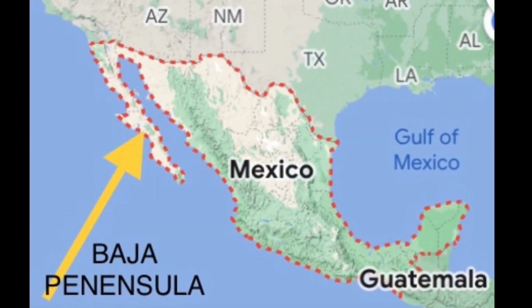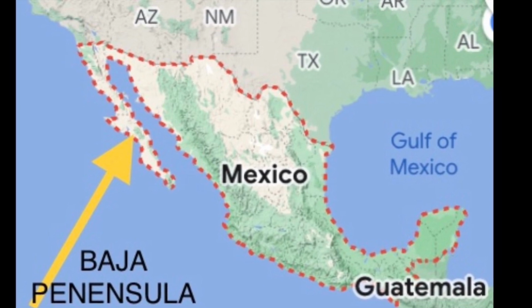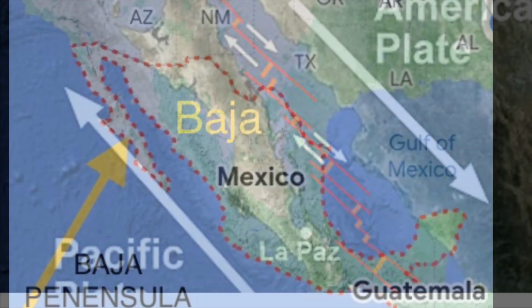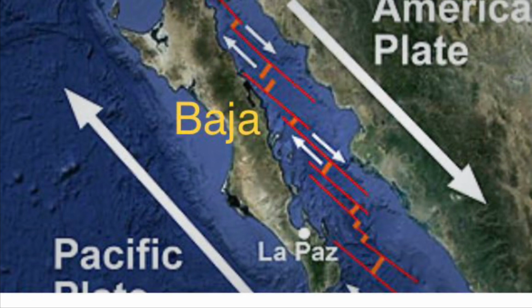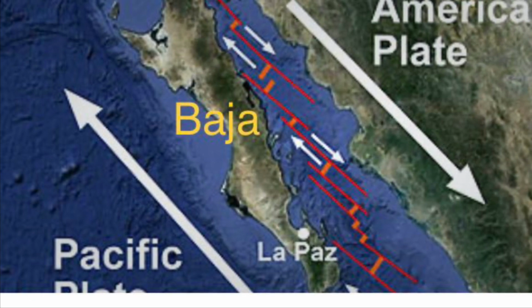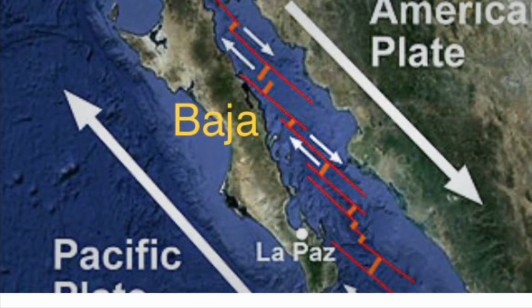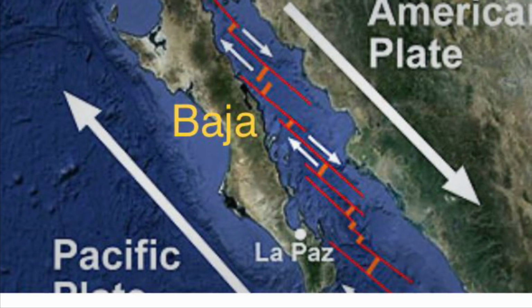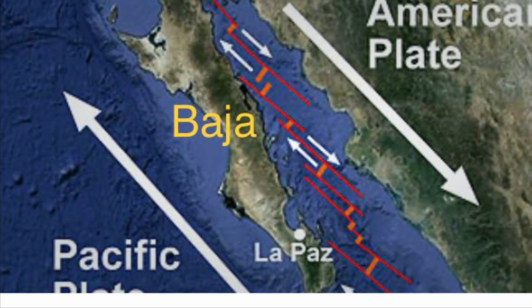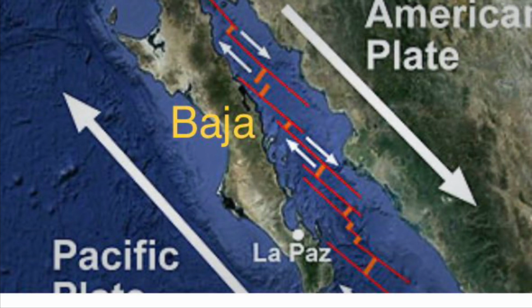This is the Baja Peninsula, and if you think it used to be connected to Mexico, you're right. In this location, the Pacific Ocean plate is moving to the northwest, and it's taken the Baja Peninsula with it. This is creating a rifting center between Baja and Mexico proper, giving rise to rifting volcanoes, which are not as explosive as subduction volcanoes.